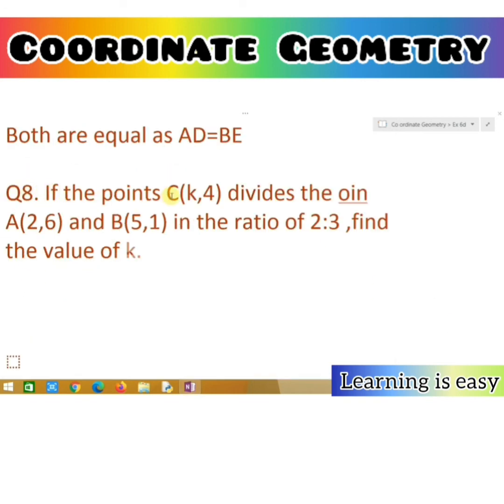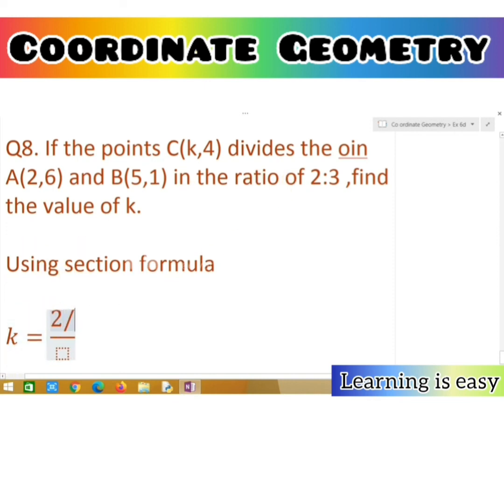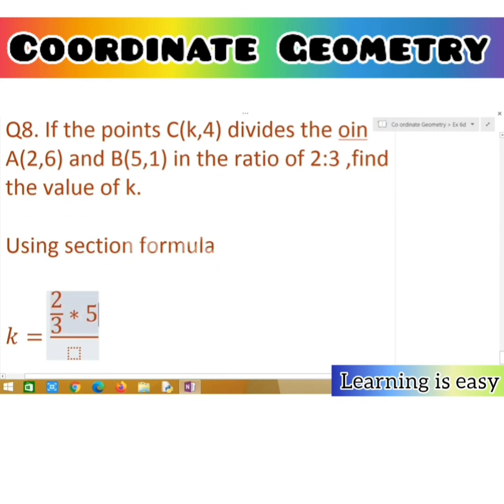Next, question 8. If the point C divides the join of A and B in the ratio of 2:3, here the ratio is given, find k. Whenever the ratio is coming, we need to use the section formula. M is 2, N is 3, or whichever way you take it as m1 and m2 as 2 and 3. So k equal to 2 by 3 into 5 plus 1 into 2.